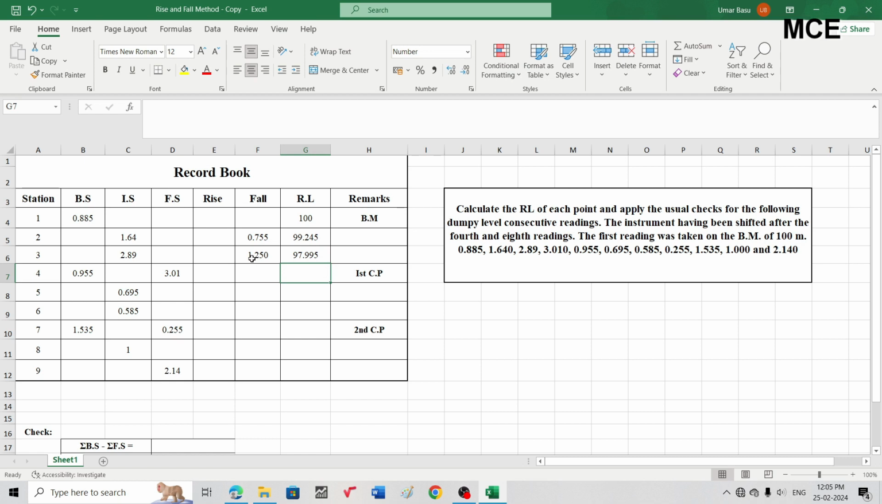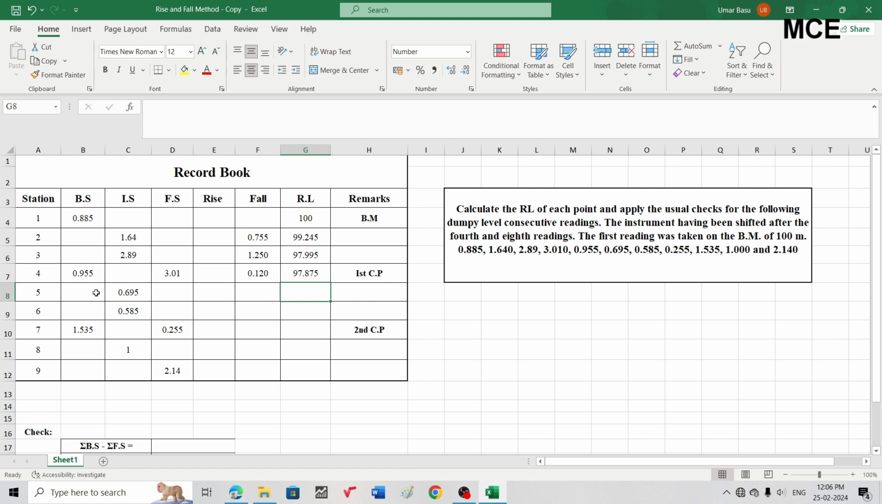Okay, after that we can again see from station 3 to station 4. Reading at station 4 is 3.01 and reading at station 3 is 2.89. It means again ground level is falling. So take the difference, that is 3.01, and subtract 2.89 and you will get the fall from station 3 to station 4. Reduced level will be again the difference of these two, that is 97.995. From it subtract 0.120 and you will get the reduced level of station 4.